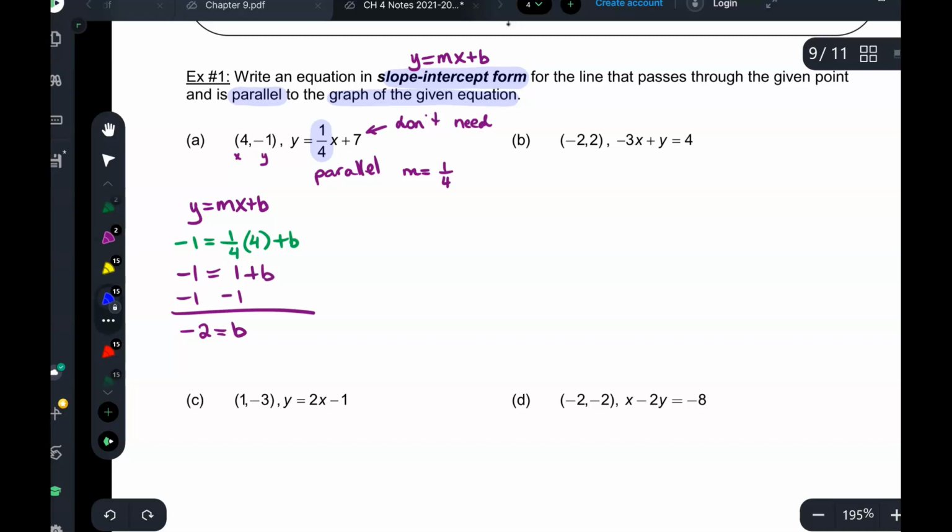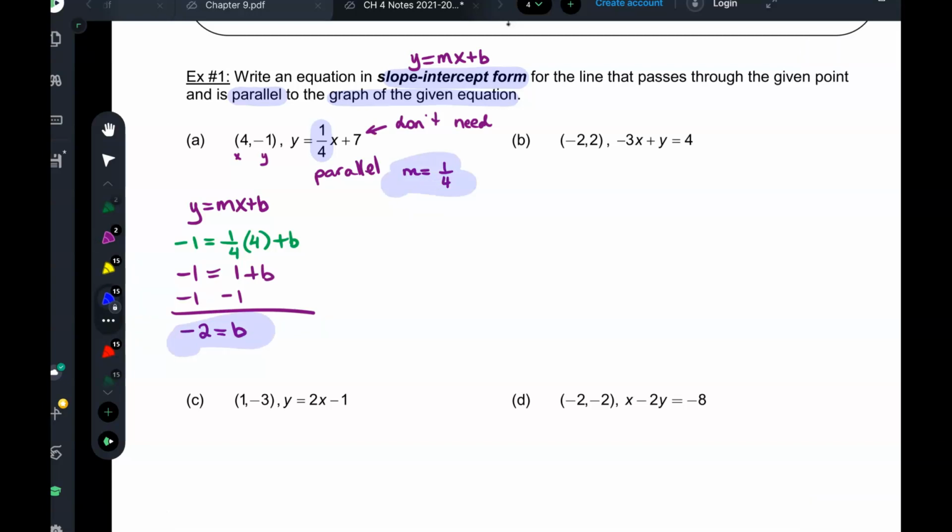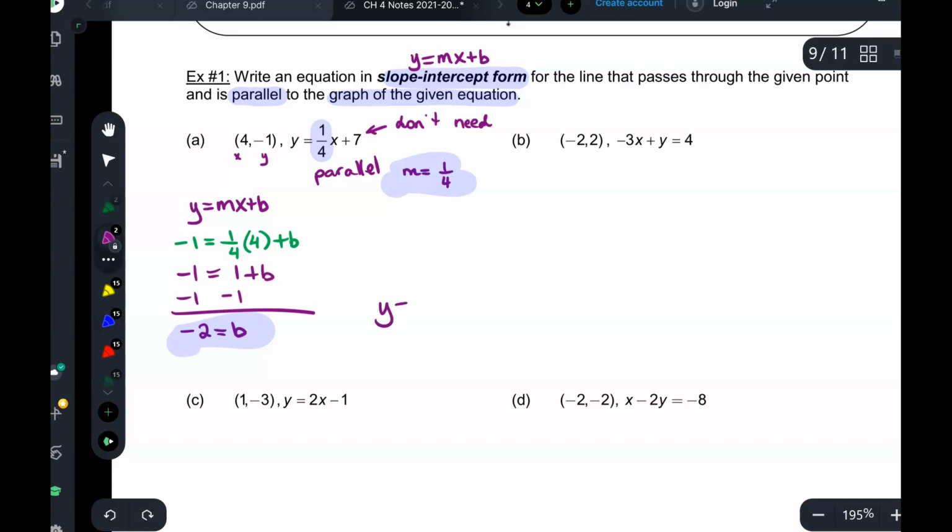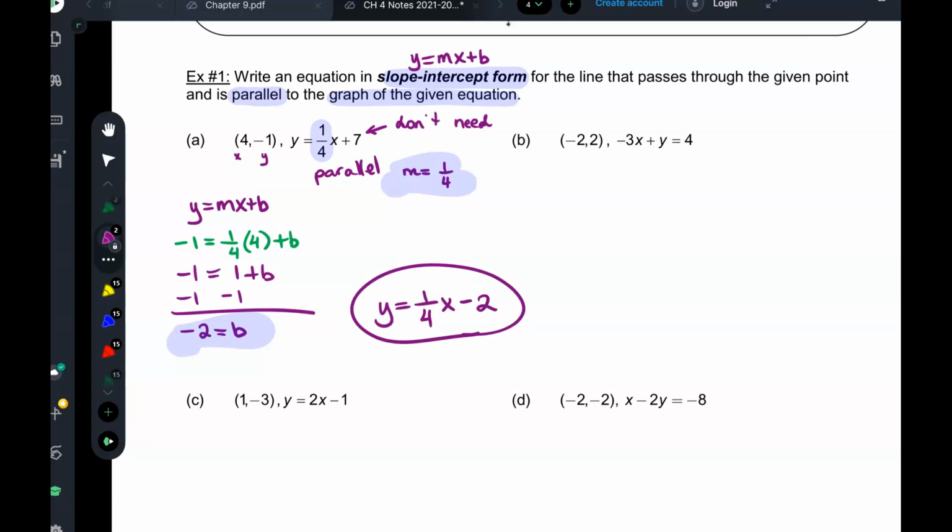Now I'm going to take my slope and my y-intercept, and do the final step of writing the equation of the line. That's going to be y equals 1/4 x minus 2. So it almost looks the same, right? It looks very similar to the line I gave you, just instead of 1/4 x plus 7, we found a new y-intercept, and that was a negative 2.